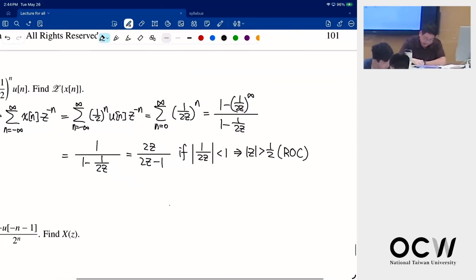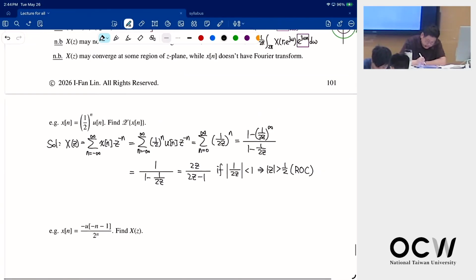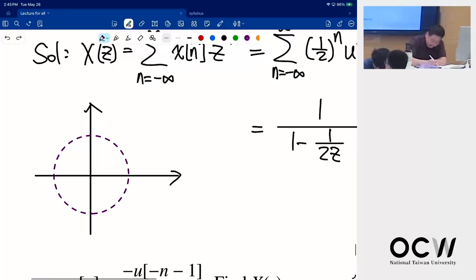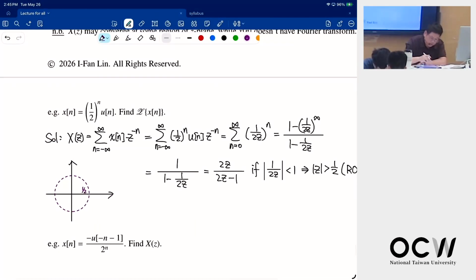So if we plot, let's plot here. If I have, this is 1/2. Then the region of convergence, that's outside. So here.